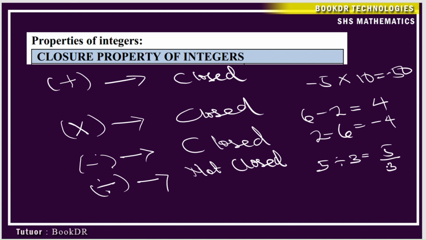This is 5 on 3, or otherwise, one whole number, 2 on 3, or otherwise, 1.66 recurring. This is not an integer. And as such, division is not closed under the set of integers.